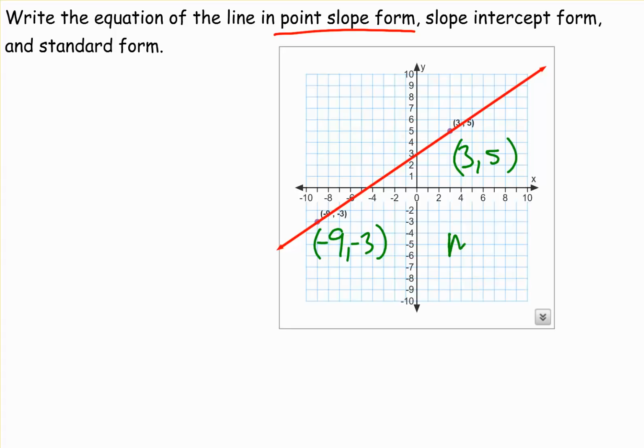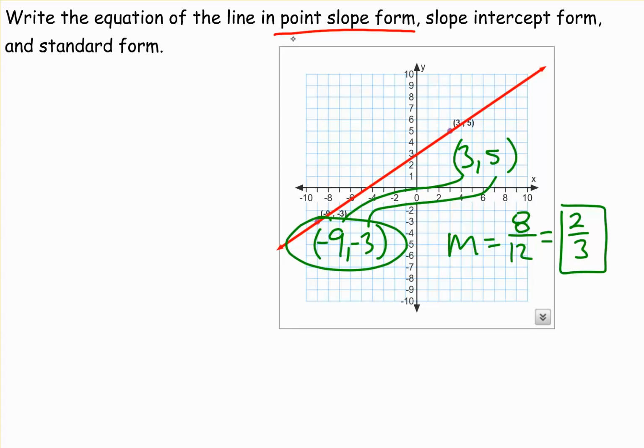So our slope is going to be from negative 3 to get to 5, we're going up 8. And from negative 9 to get to 3, we're going up 12. So our slope, this can simplify, 4 goes into all of that. This will simplify to 2/3 is our slope. So point-slope form, we'll just take a point. Let's take our first point, negative 9, 3. Do this in green, point-slope form.